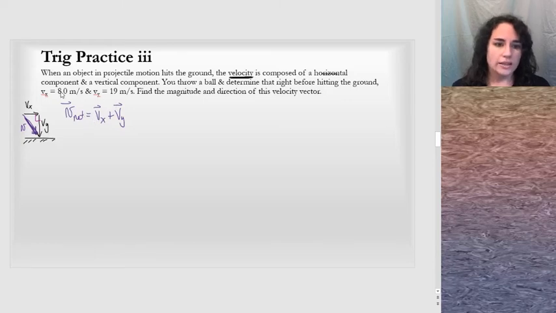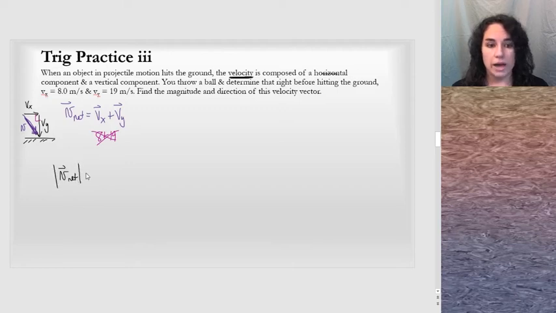I can't just add the two. I can't say Vx plus Vy, 8 plus 19, and say that's the net one. Notice in this situation, I have a right triangle, and so a squared plus b squared equals c squared is going to be the right way for me to go in order to calculate the net velocity. And the way we will do that is V net. We want the magnitude of it. And I'm going to model this from c squared equals a squared plus b squared.